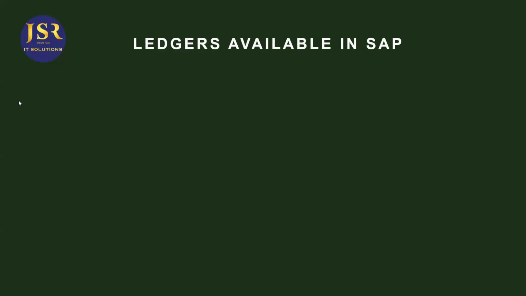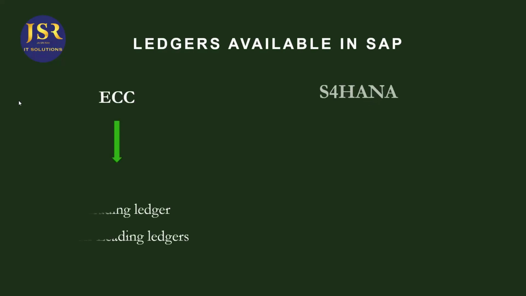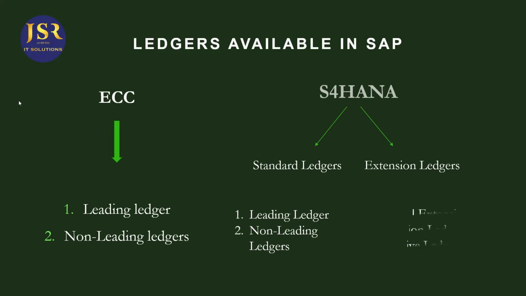Next, what are the ledgers available in the SAP system? In ECC, what ledgers are available? Leading and non-leading ledgers are available in ECC. And in S4HANA, there are two categories: one is standard, another is extension ledger. The leading ledger and non-leading ledger are as-is, the same from ECC to S4HANA.